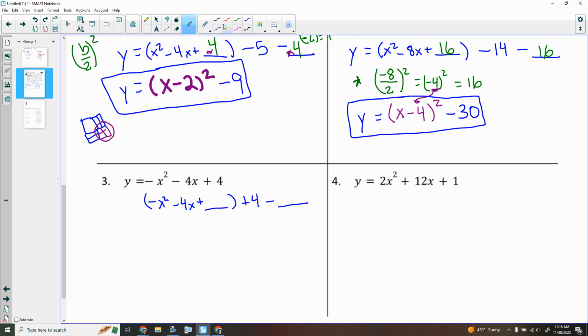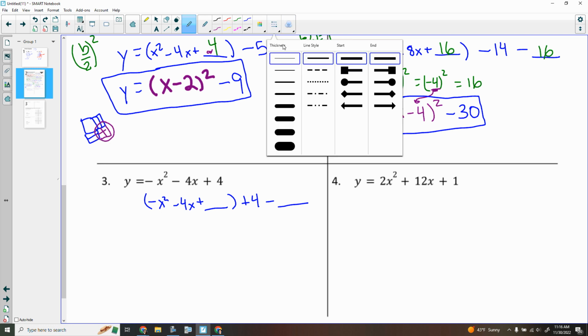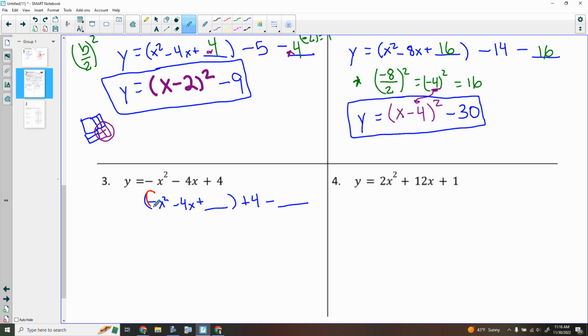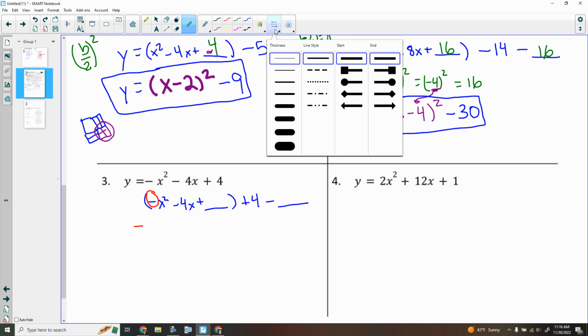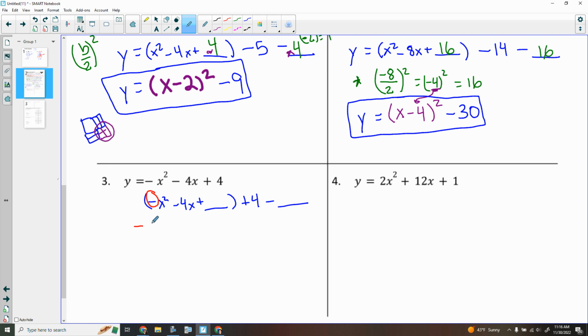Now, I have a leading coefficient that's not a positive 1. It's a negative 1. So what I need to do is factor that negative out. And in factoring that negative out, it's going to make this x squared a positive inside. It's going to make the 4x a positive inside. And then we're still actually going to be adding a term here.